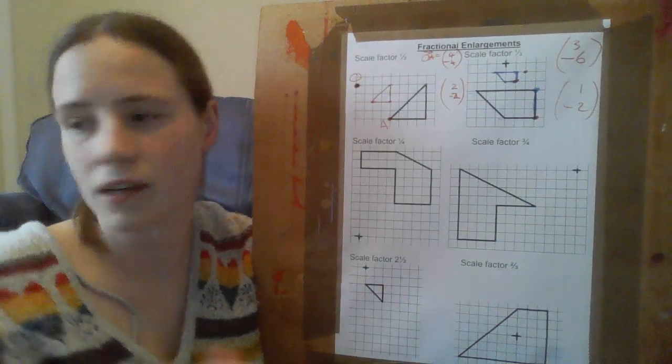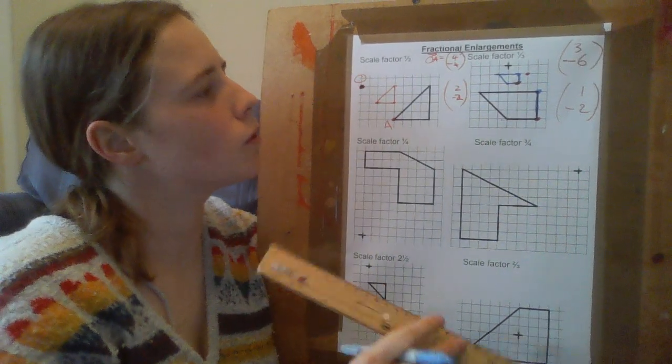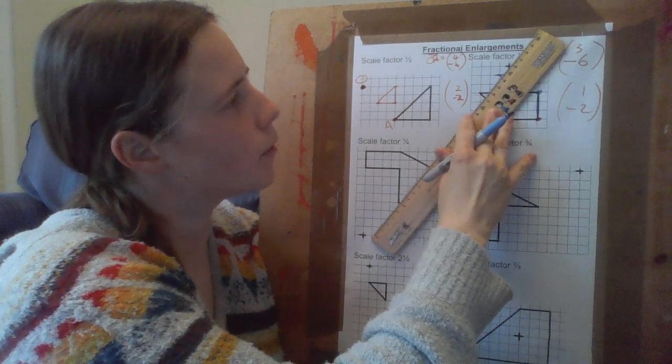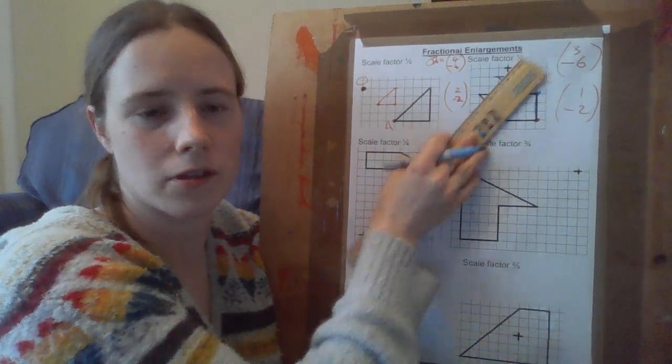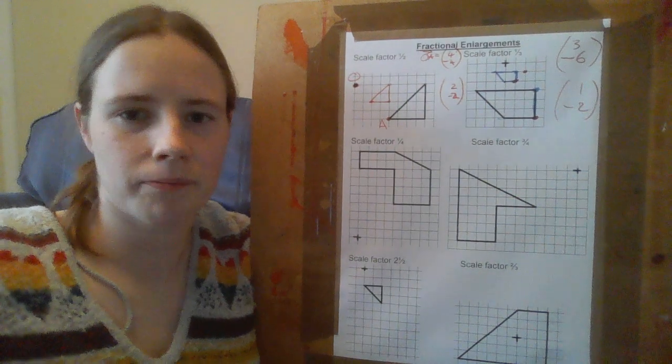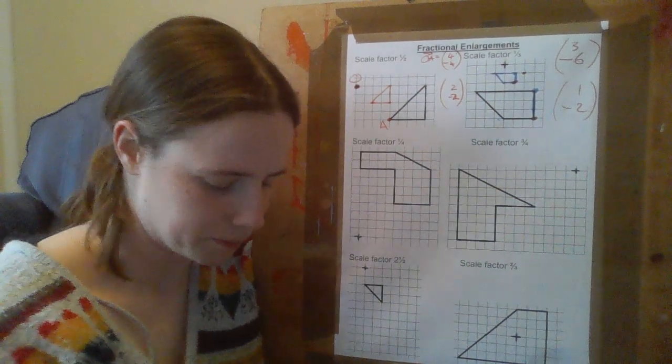To check the answer, you can make sure that each corner lines up with the centre of enlargement and the one that you were going for, and they do. So that means you can be sure of your answer. Make sure you do this with a ruler as you go through.